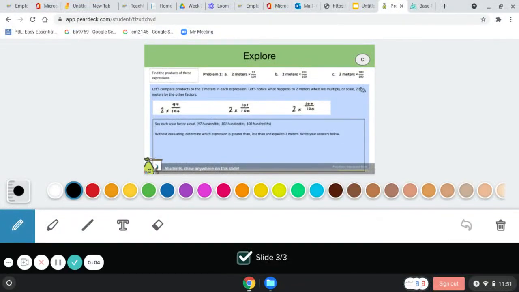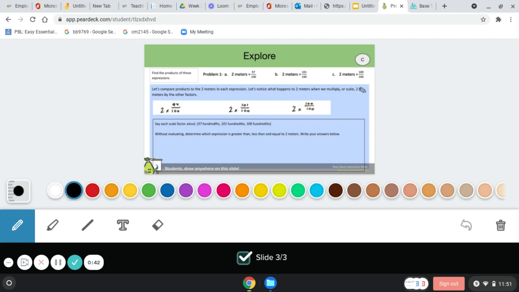Today we're still going to talk about multiplication of fractions. However, we're going to talk about scaling, which is where we are looking to see if we are able to determine the product of particular multiplication problems just based off of the numbers that are within it. And we're going to do that with three fractions that you see in front of you. There is 2 times 97 hundredths. We have 2 times 100 one hundredths. And then we have 2 times 100 hundredths.